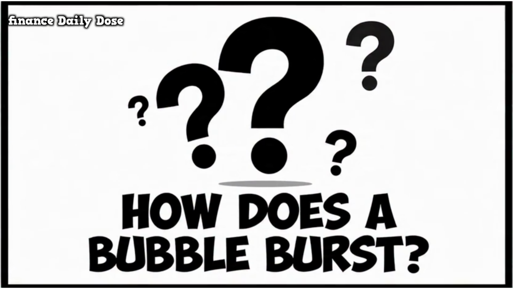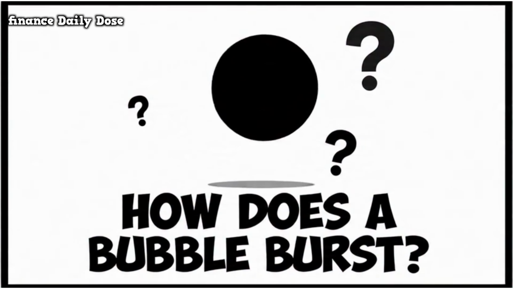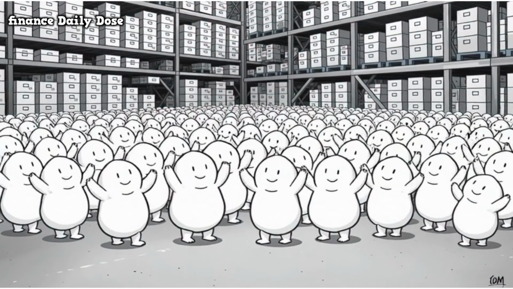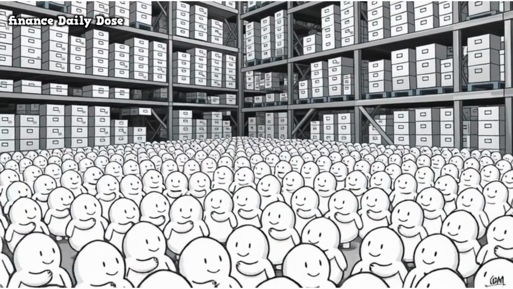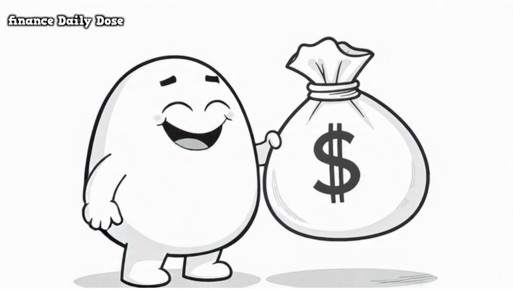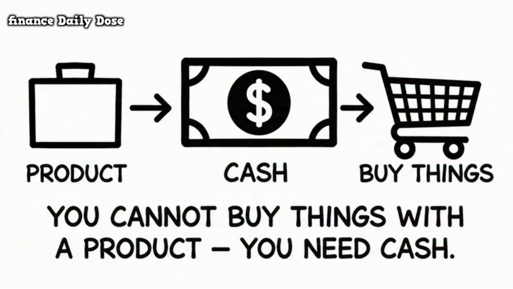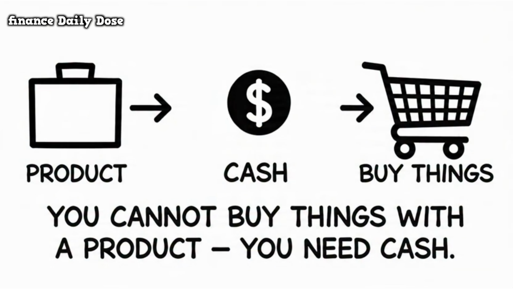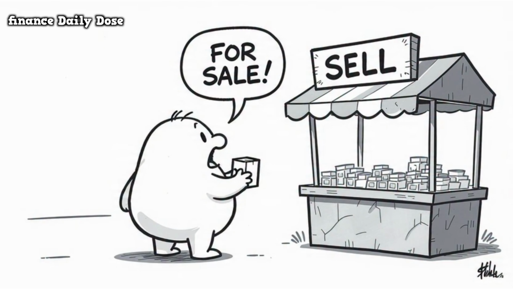But how does this happen? What can happen to cause the bubble to burst? Well, let me simplify it for you. After a huge number of people buy very large quantities of this product, they now want to sell it because they simply want money. They want liquidity, cash, because they cannot buy things with this product, so they have to sell it and get money. But here lies the problem.